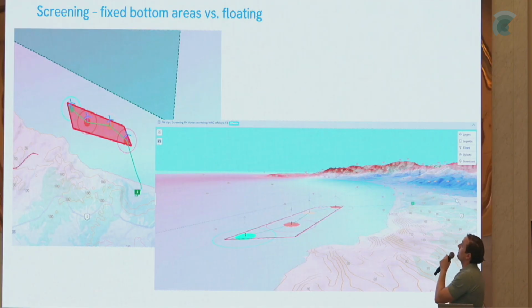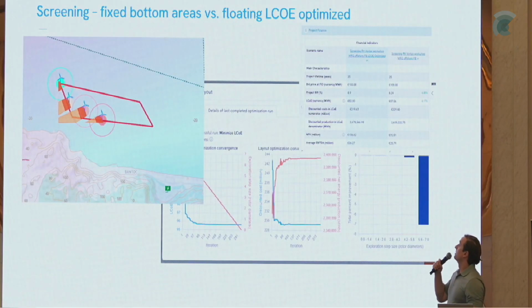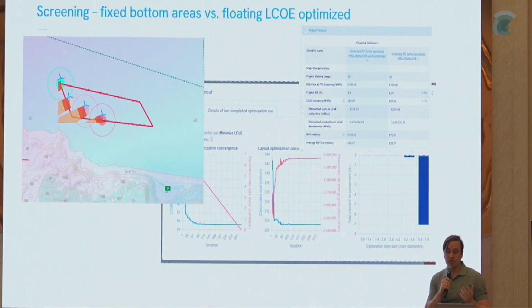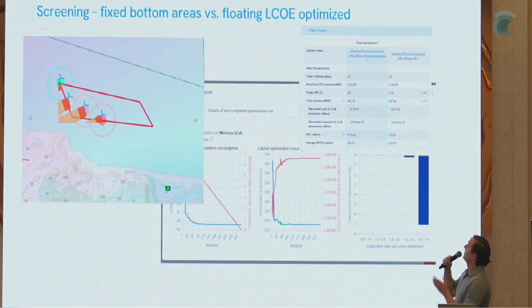But what about some fixed bottom areas? Looking at the same sites, we can see that there are not a lot of areas where we can place fixed bottom. And actually, for some areas, we can only place 4 turbines. But maybe that's not really the biggest problem, because we can still look at 4 turbines. These turbines are massive. 4 turbines of 15 megawatts will give you a lot of power when you're running this analysis. So what if we do the same thing?